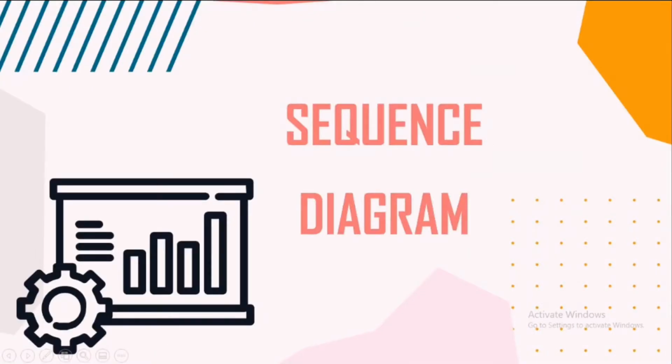Sequence diagram. A sequence diagram shows object interactions arranged in time sequence. It represents the object involved in the scenario and the sequence of messages exchanged between the objects needed to carry out the functionality of the scenario.